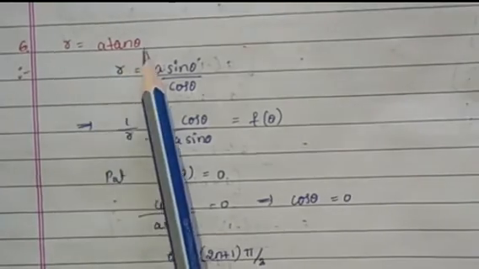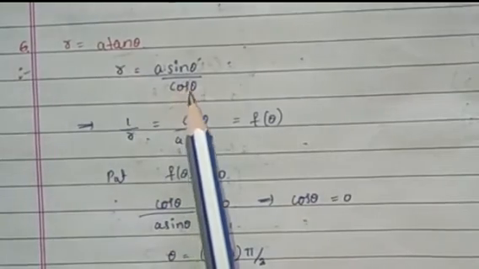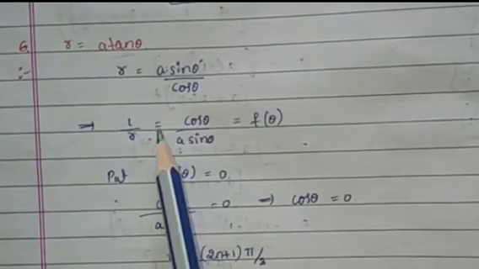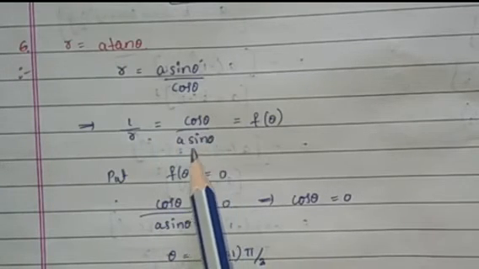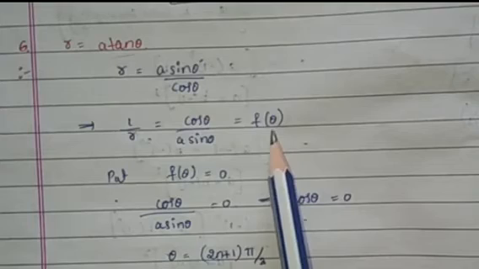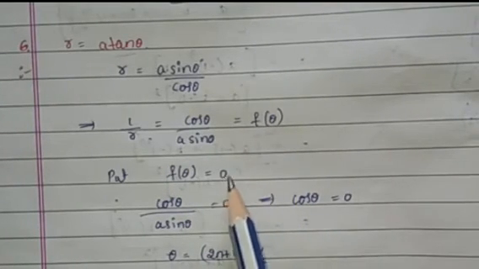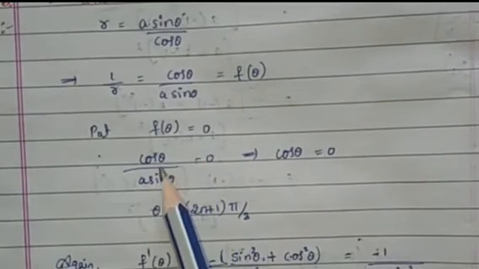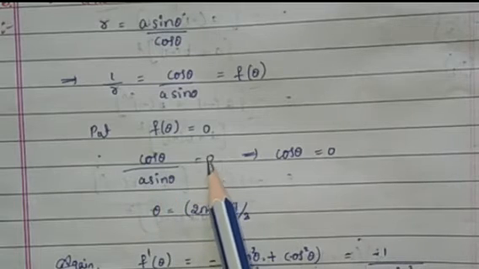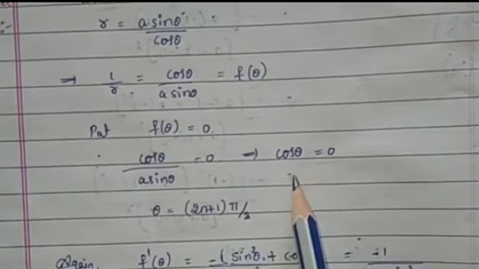Find the asymptotes of r equal to a tan theta. R which is equal to a into tan theta, which is sin theta by cos theta. Take the reciprocals, you get 1 by r which is equal to cos theta by a sin theta, which is equal to f of theta. You call this f of theta. Put f of theta equal to 0 for finding the roots of theta. Okay, f of theta is cos theta by a sin theta which is equal to 0. If you simplify this, you get cos theta is equal to 0.